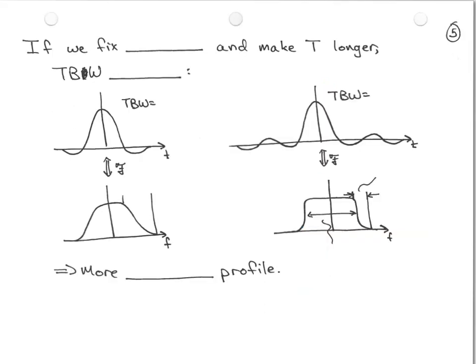Okay, so now let's see what happens as we change these parameters with respect to each other. Let's say that we fix the bandwidth of the pulse, but we make the duration, capital T, longer. Then what happens to the time bandwidth product? Well, it will increase. Time bandwidth increases.